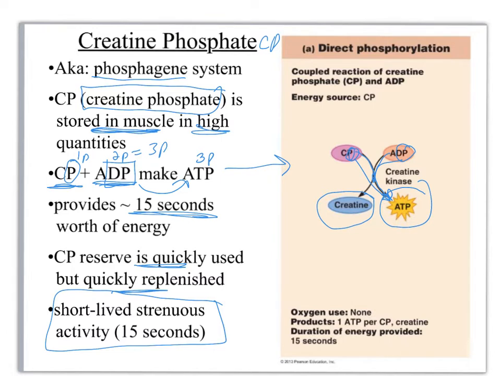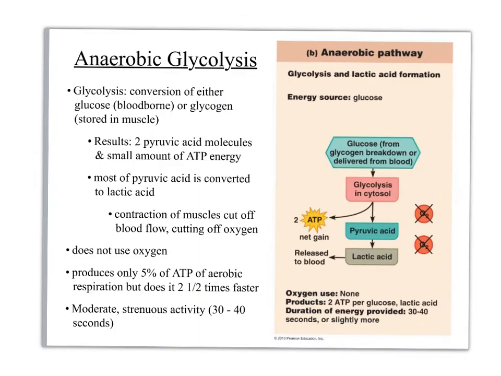Things to remember: no oxygen, and only 1 ATP is made per creatine phosphate, so you don't get a whole lot. Next slide. All right, let's look at anaerobic glycolysis. This is where you are going to convert either glucose or glycogen into ATP. You will get a little bit more ATP than you would with creatine phosphate, and you get pyruvate as a byproduct.